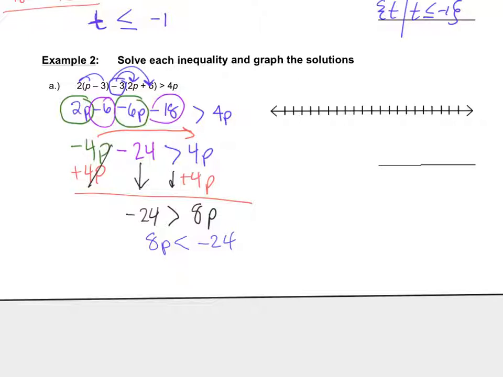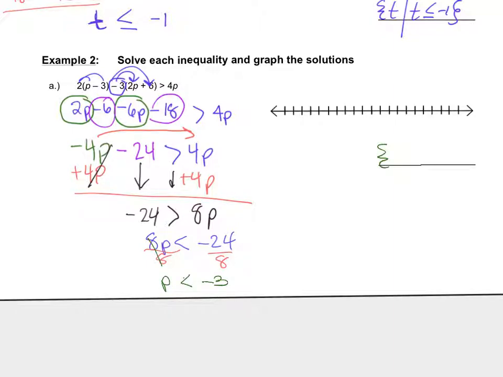Now to solve, you're going to divide by 8. You are dividing by 8, not by negative 8. And so because you're dividing by a positive, you do not flip the symbol. Don't get confused and think that because this is a negative, it flips the symbol. You only flip the symbol if you're dividing or multiplying by the negative. And in this case, you're not. So your final answer here is going to be p is less than negative 3.